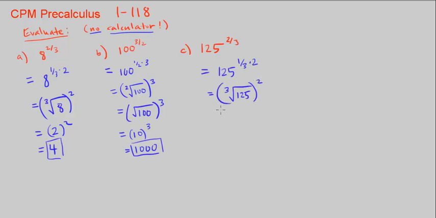to square that. Well, what times itself 3 times equals 125? Well, we know 5 times 5 times 5 is 125, so that's 5. 5 squared we know is 25, and we are done with 125 to the 2/3 power. So this ends CPM Precalculus Chapter 1, number 118.